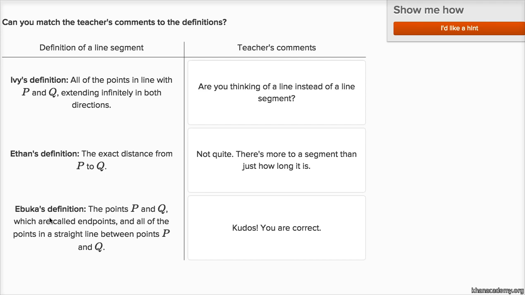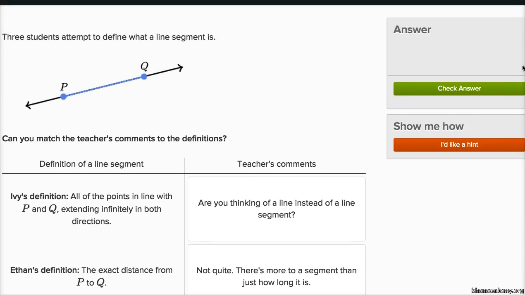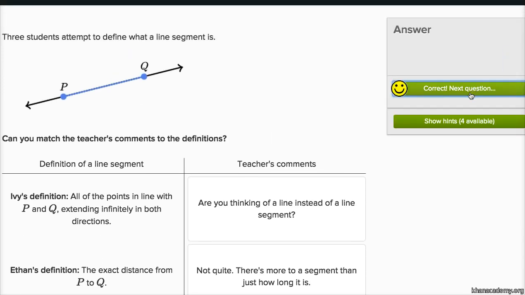Let's see, Ibuka's definition: the points P and Q, which are called endpoints, and all of the points in a straight line between points P and Q. Yep, that looks like a good definition for a line segment. And so we can just check our answer. So looking good. Let's do one more of this.